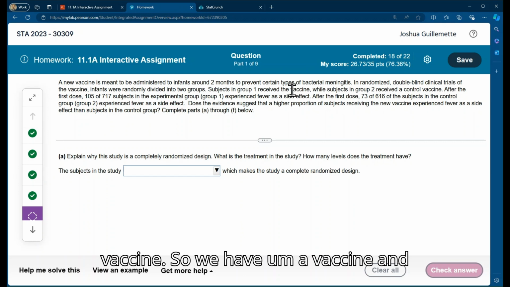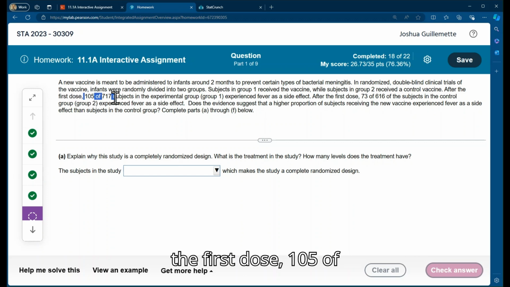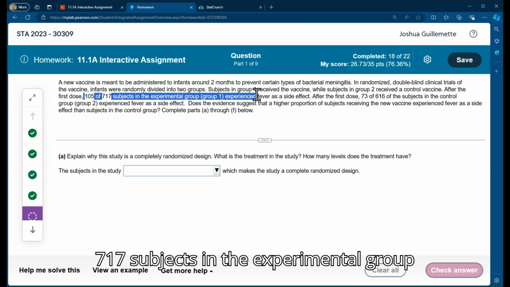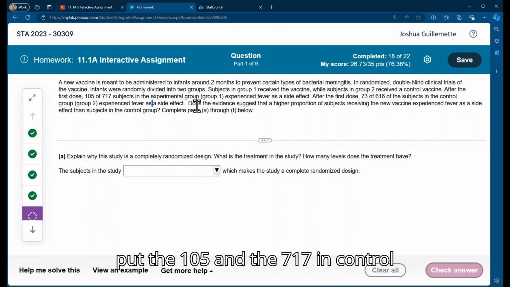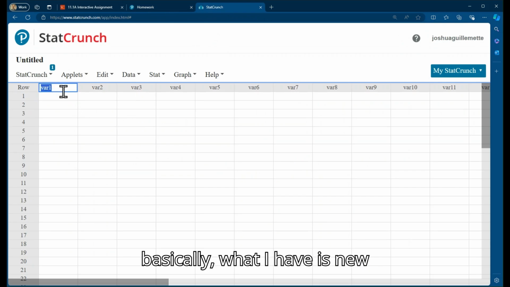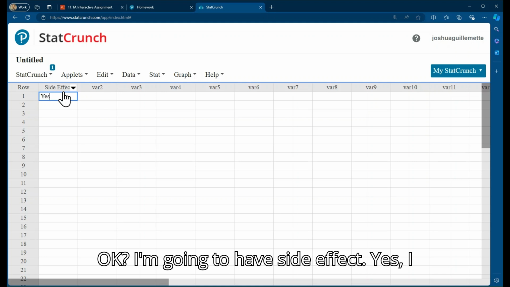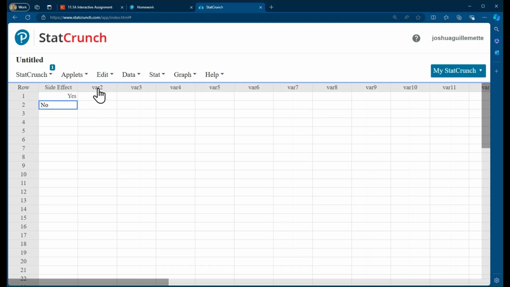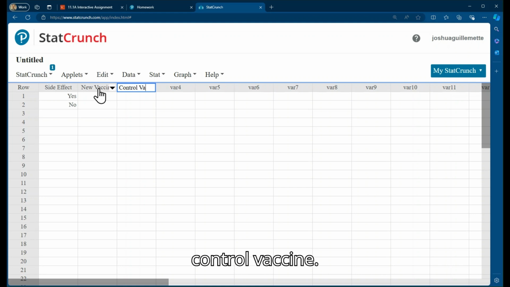So we have a vaccine and then what looks like maybe a placebo, or a new vaccine and the old vaccine. After the first dose, 105 of 717 subjects in the experimental group experienced fever as a side effect. So what I'm going to do is put the 105 and the 717 in group 1 over here. Basically what I have is the new vaccine. Okay, so here we go. We're going to have type, side effect. I'm going to have side effect yes, I had a side effect, and no, I didn't. And then over here, we're going to have the new vaccine, and then the control vaccine.